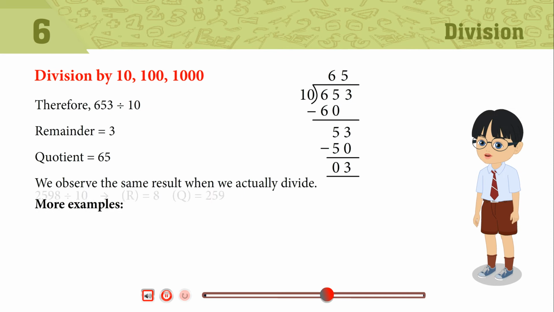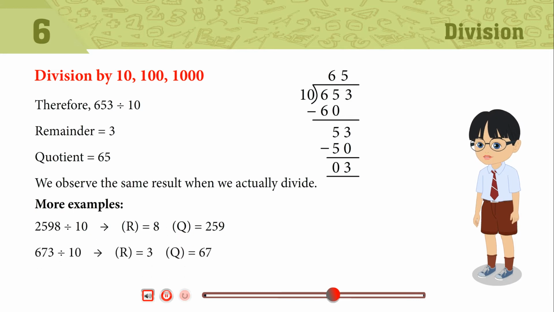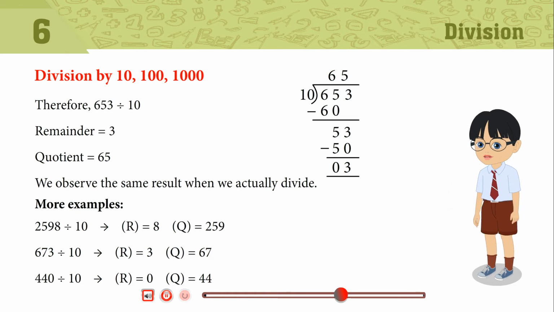More examples. 2598 divided by 10, remainder is equal to 8, quotient is equal to 259. 673 divided by 10, remainder is equal to 3, quotient is equal to 67. 440 divided by 10, remainder is equal to 0, quotient is equal to 44.